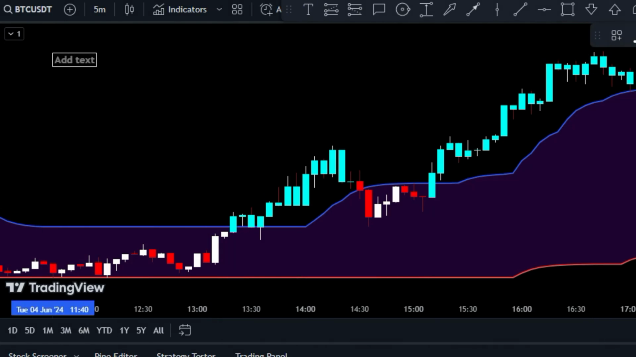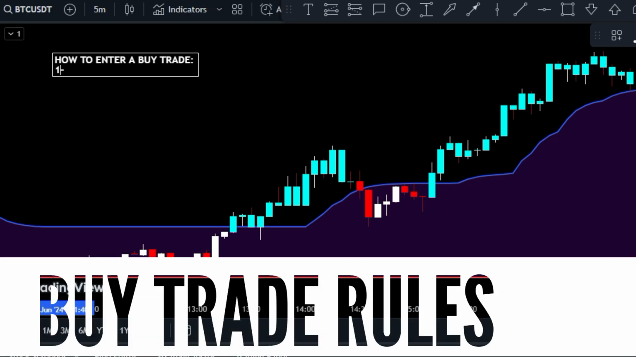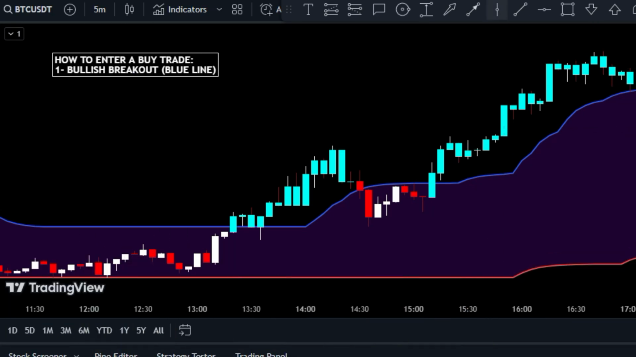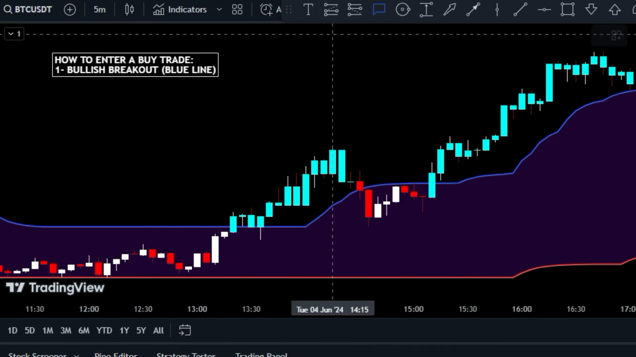Alright, it's time to see what the trading rules are to enter a buy trade. First and foremost, make sure you're swimming with the current market trend. Here's your treasure map to success. Be on the lookout for a bullish breakout of the blue line on the HLOTT indicator channel. This is your golden ticket to a potential buy opportunity.